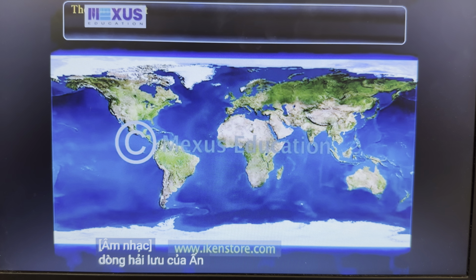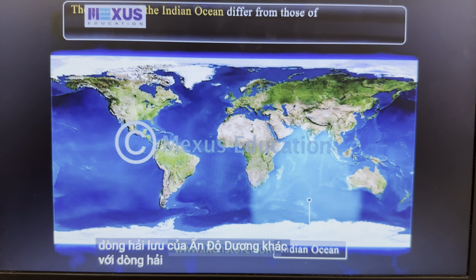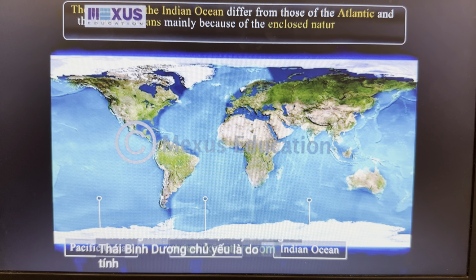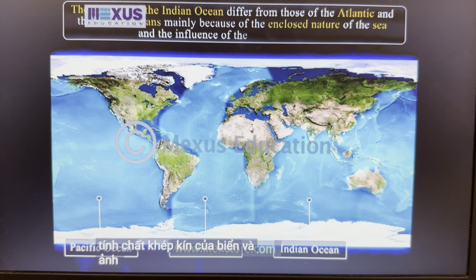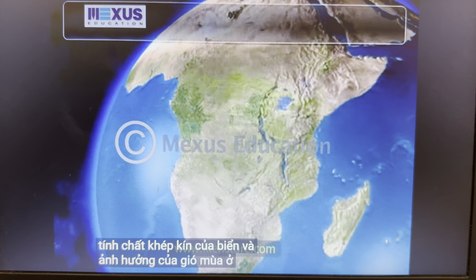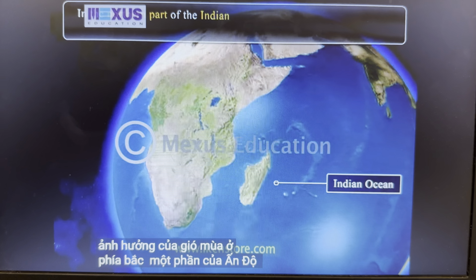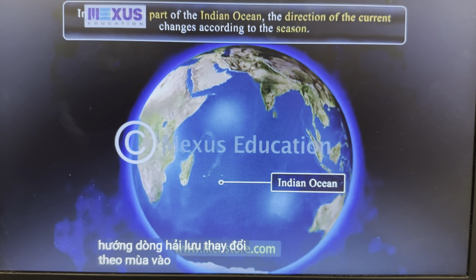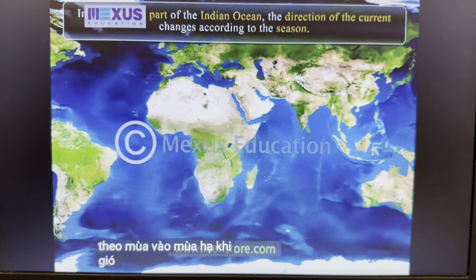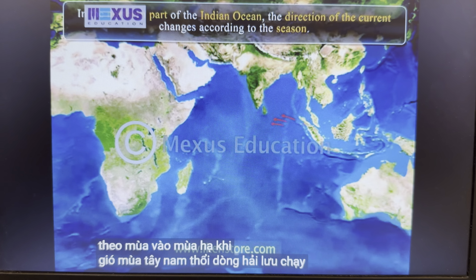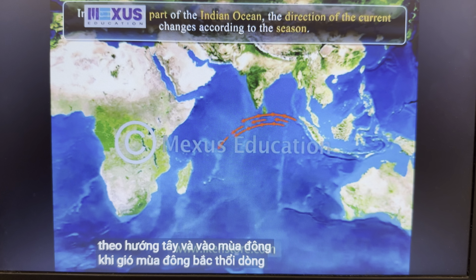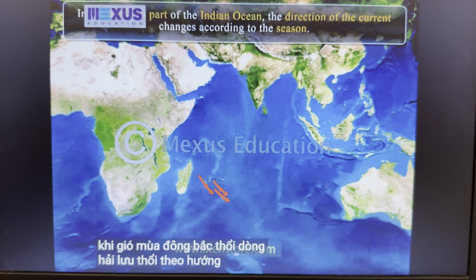The currents of the Indian Ocean differ from those of the Atlantic and the Pacific Oceans, mainly because of the enclosed nature of the sea and the influence of the monsoon winds. In the northern part of the Indian Ocean, the direction of the current changes according to the season. In summer, when the southwest monsoon blows, the current flows in the western direction, and in winter, when the northeast monsoon winds blow, the current flows in the eastern direction.